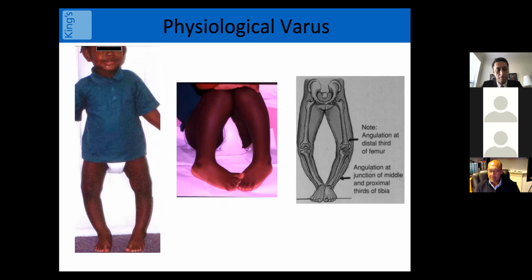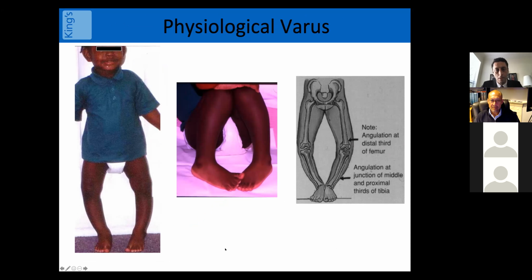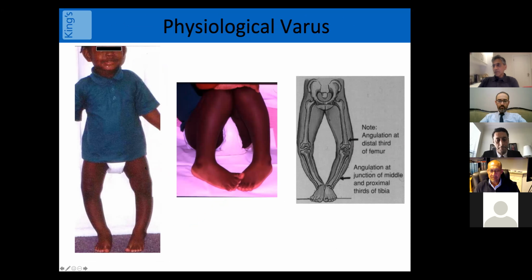So when you see a physiological varus, it is age appropriate. That means depending upon the race, the child should be in that age bracket. It is a smooth deformity, and it is often, almost always, associated with internal torsion. By flexing the knees, you can see this very clearly here. So it's smooth, with no steps, and that is important to take on board.